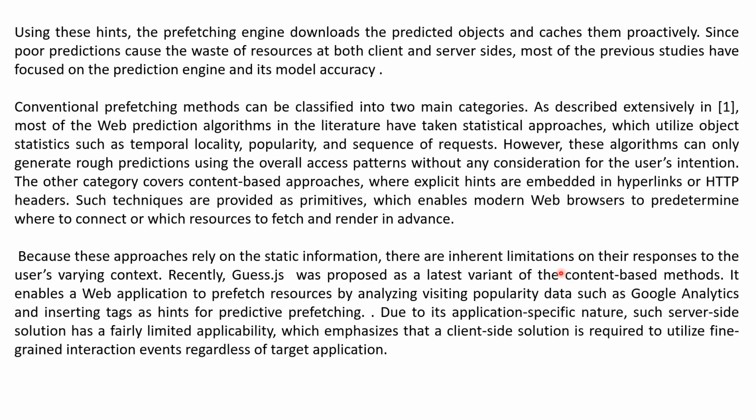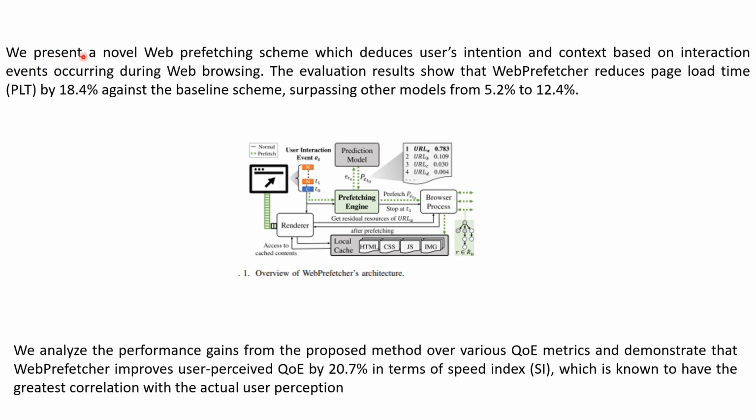context. Recently, Guess.js was proposed as the latest variant of the context-based methods. It enables a web application to prefetch resources by analyzing visiting popularity data such as Google Analytics. We present a novel web prefetching scheme which predicts users' intention and context based on interaction events occurring during web browsing. The evaluation results show that web prefetcher reduces page load time by 18.4% against the baseline scheme and surpasses other models by 5.2 to 12.4%.